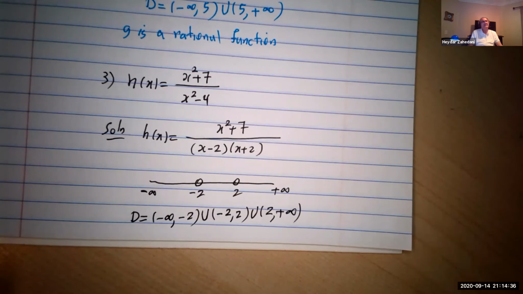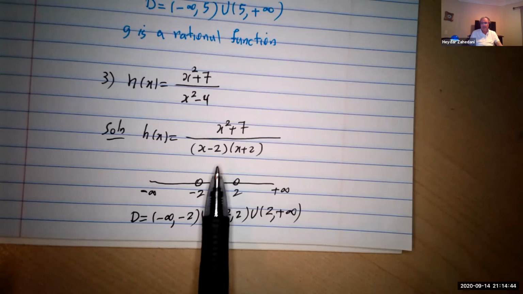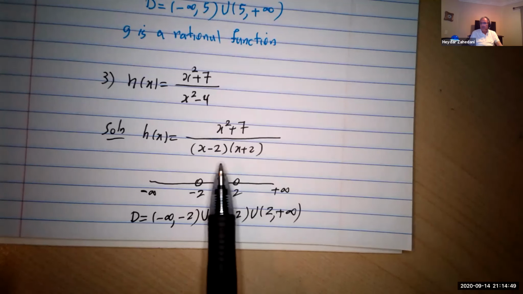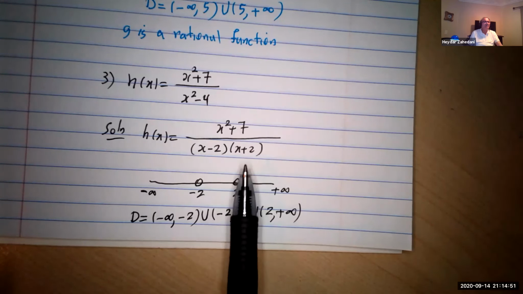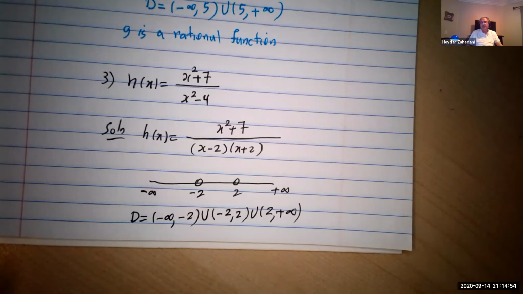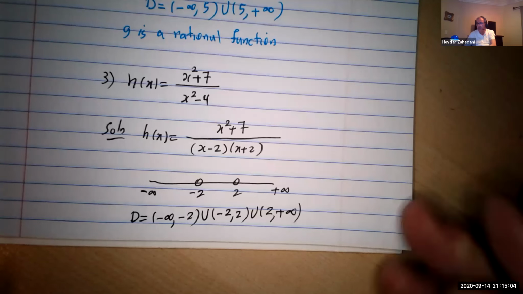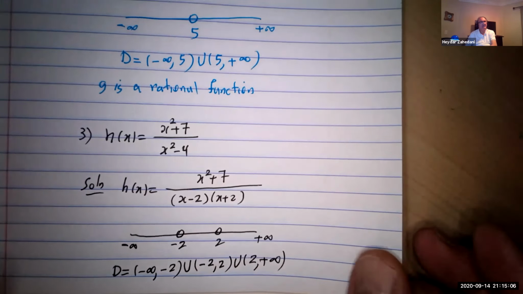Okay, so it depends how many factors you are going to have. In this case, you have two factors, so you have to exclude two numbers. You let this one equal to 0, x would be either equal to 2 or x would be equal to negative 2. So this is how we get those two numbers. Any question? There is one more rational I will talk about, then there is a radical function we talk about next time. So you may be given this one.